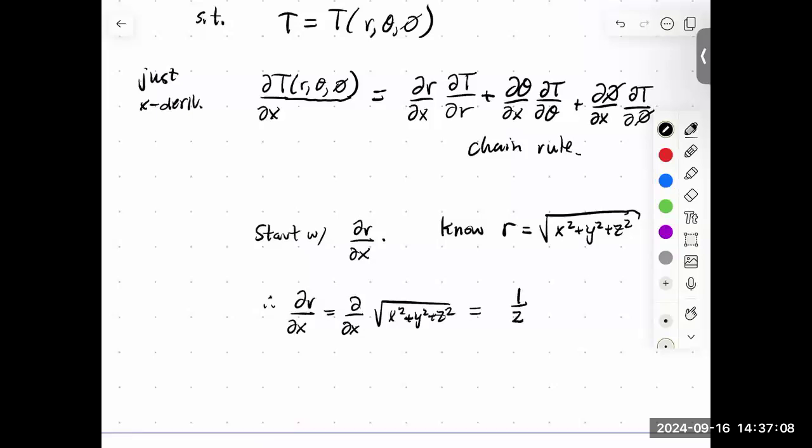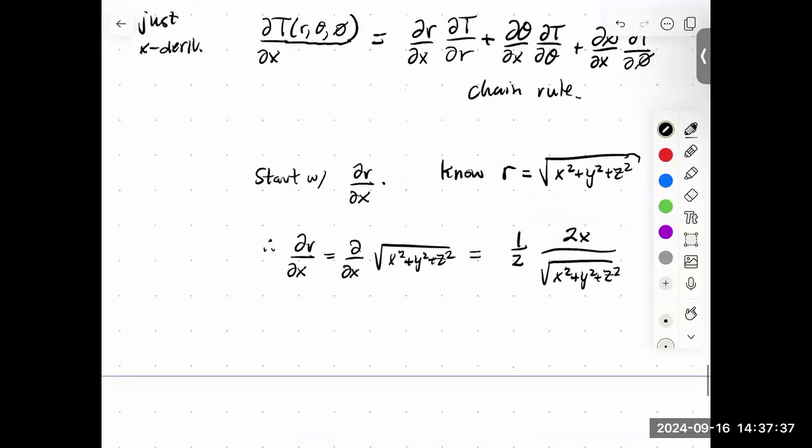So it's going to be 1/2 of something over the square root of x squared plus y squared plus z squared, because we have all of that to the 1/2 power. The derivative reduces the power by 1 to minus 1/2, so it goes in the denominator. And then we have to take the x derivative of what's underneath the square root, and that's just going to be a 2x. And so we end up with x over r.